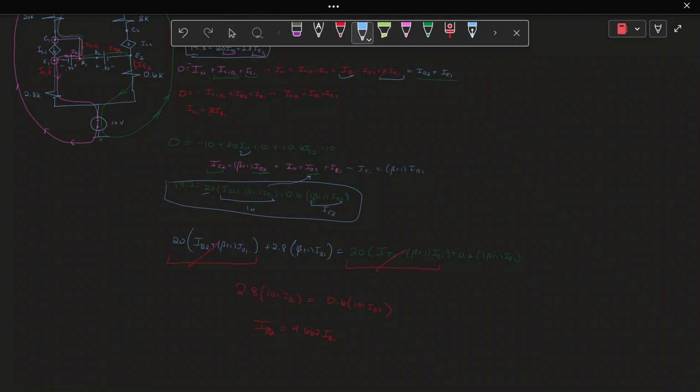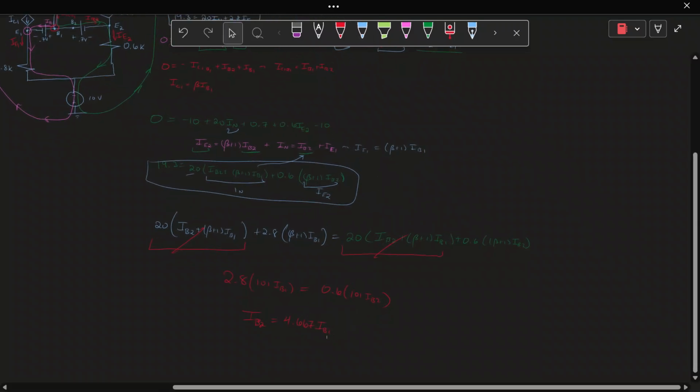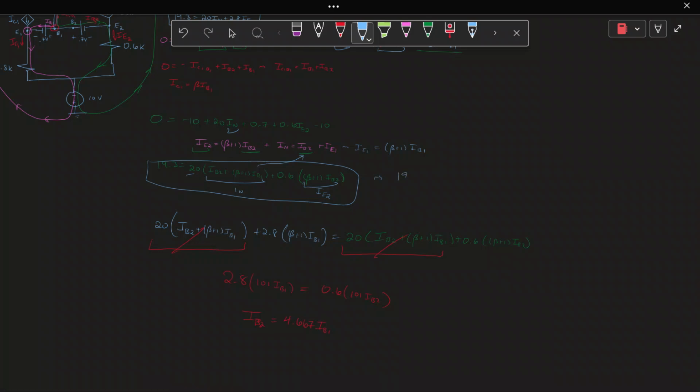From here, you can plug it into your calculator. You should be able to solve for both. If you really wanted to, you could definitely do that. I'm not saying don't do that. But I don't have a calculator that can do that, so I'm just going to do this by hand here. So 19.3 is equal to 20 times IB2, which is 4.67 IB1, plus 101 IB1 plus 0.6 times 101 times IB2, which is 4.667 IB1.